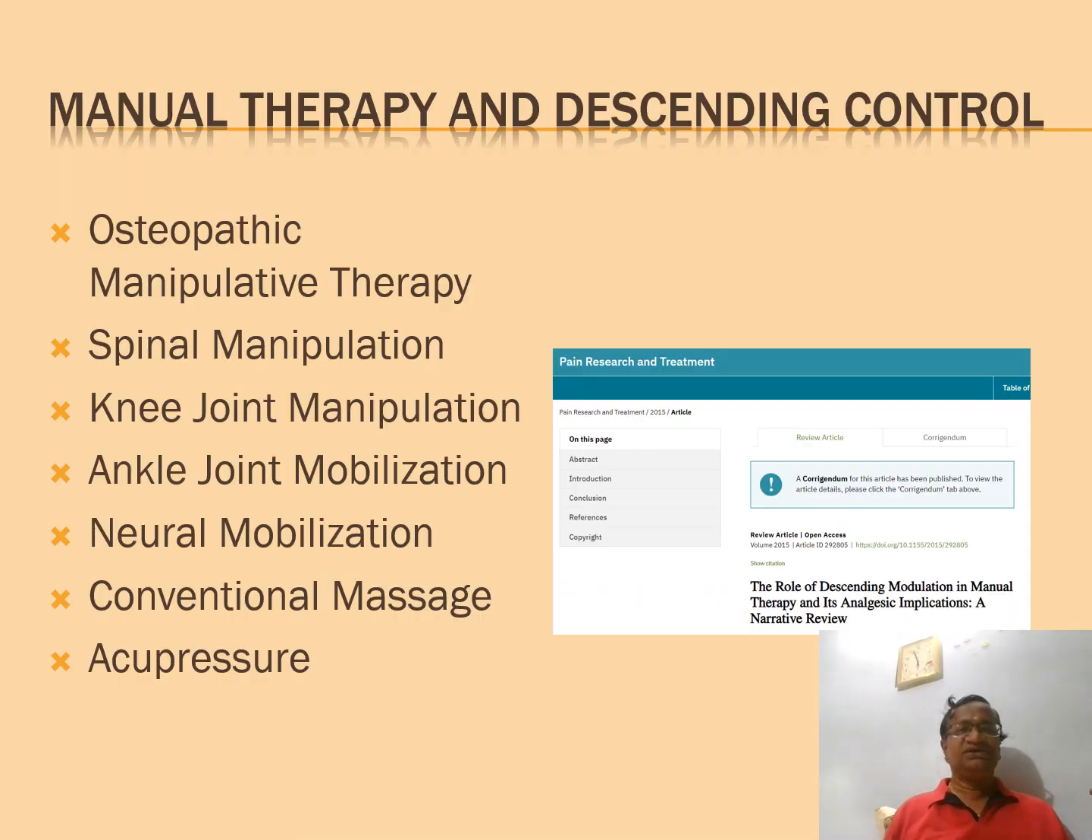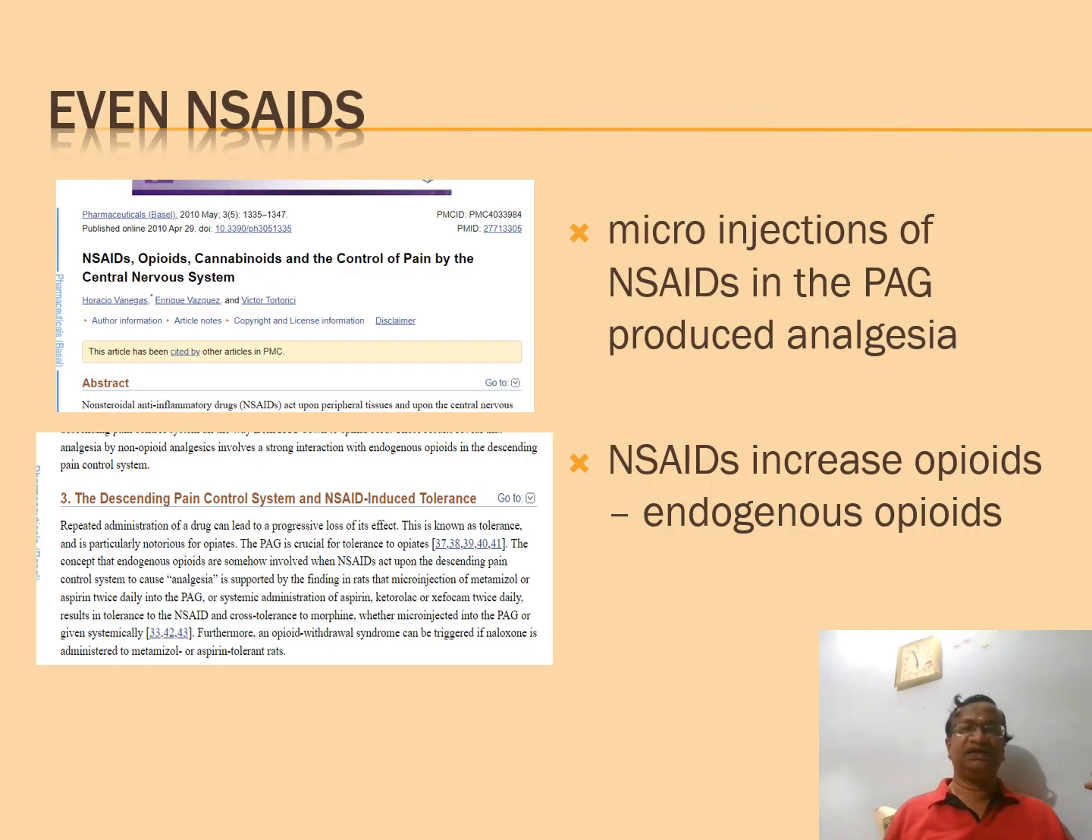But we think otherwise. There are a lot of manual theories, and we know descending modulation in so many of them. Manual manipulative theory, knee joint manipulation, ankle joint mobilization, all these things previously we thought ascending only, but now they have a role in descending control. See, non-steroidal anti-inflammatory drugs, brufen, diclofenac are supposed to act peripherally at the pain site, but now they have said micro injections in the periaqueductal gray release endogenous opioids. Do some NSAIDs have a role in descending pain?